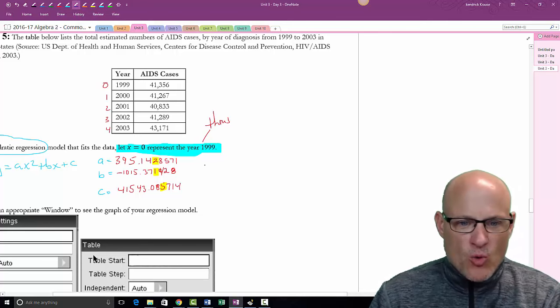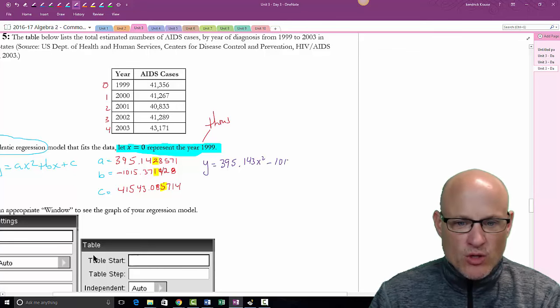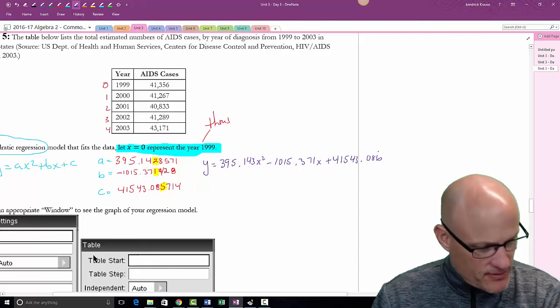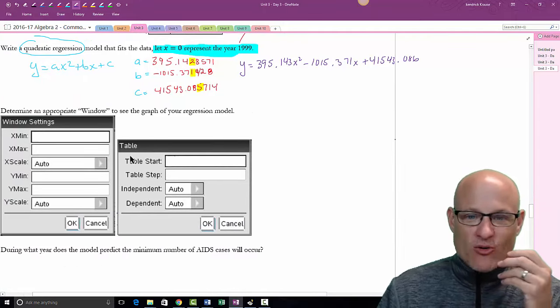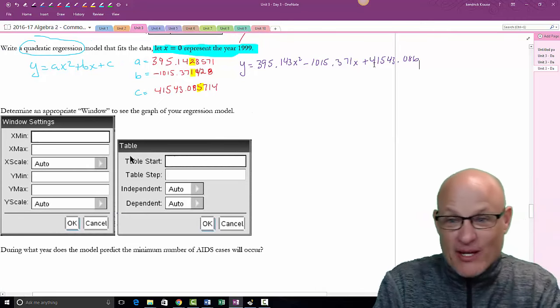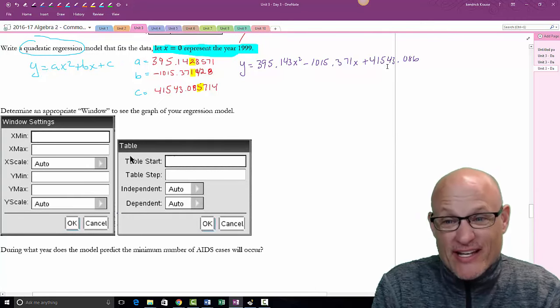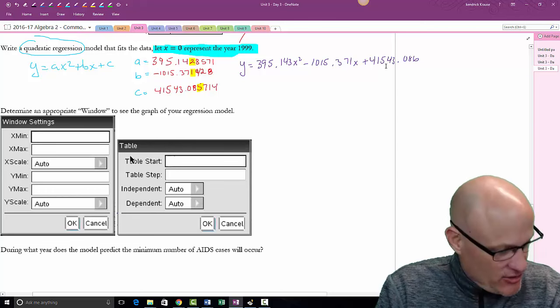So let me see if I can get this equation correct. I'll do it in purple. Y equals 395.143x squared minus 1015.371x plus 41543.086. Wow, lots of mistakes can be made on that one. So we've got to graph this. Now the y-intercept is 41,543.